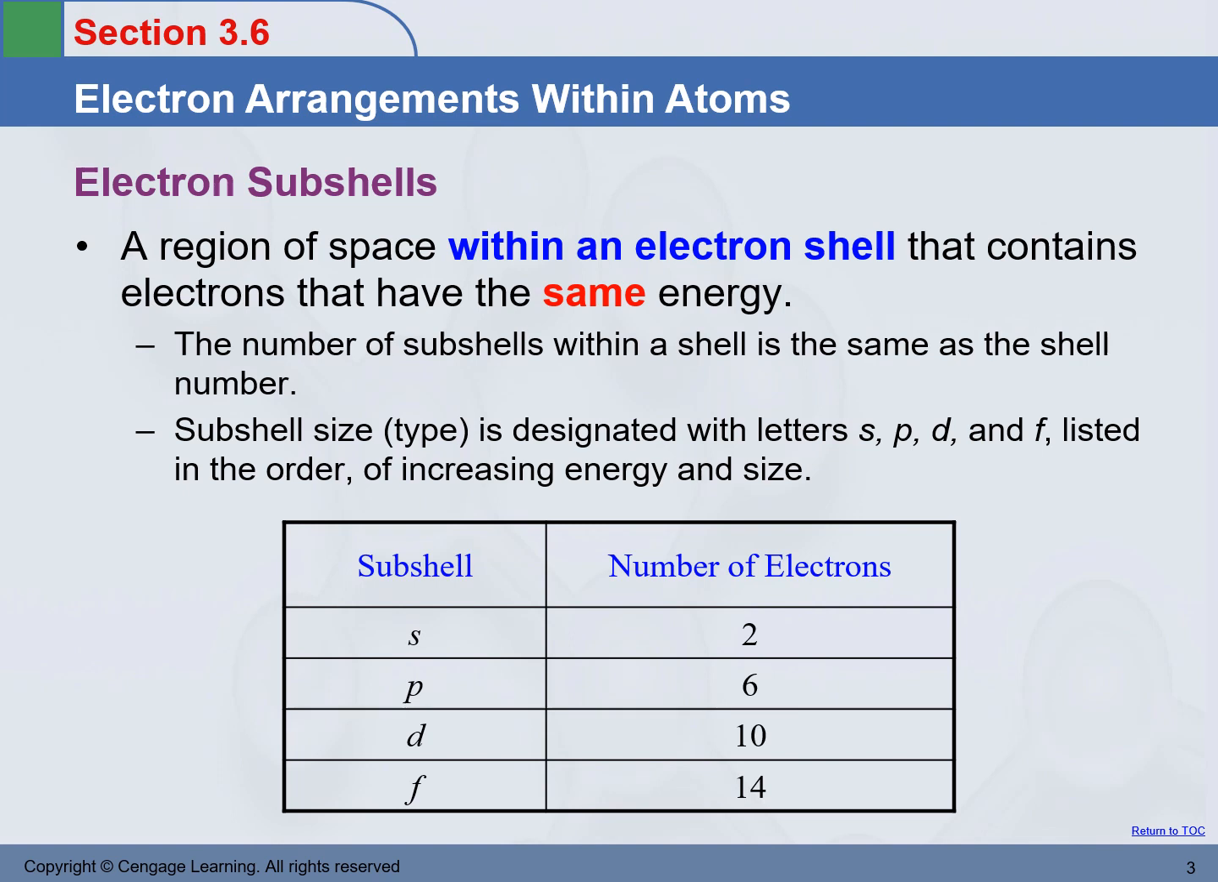A subshell S can accommodate 2 electrons, P 6, D 10, F 14. Again, these are the number of electrons each subshell can hold. This is their capacity, not how many they will hold. They can hold less than this, but this is their capacity.